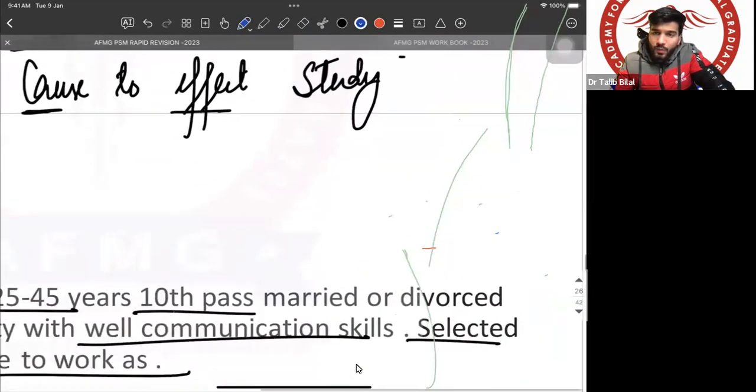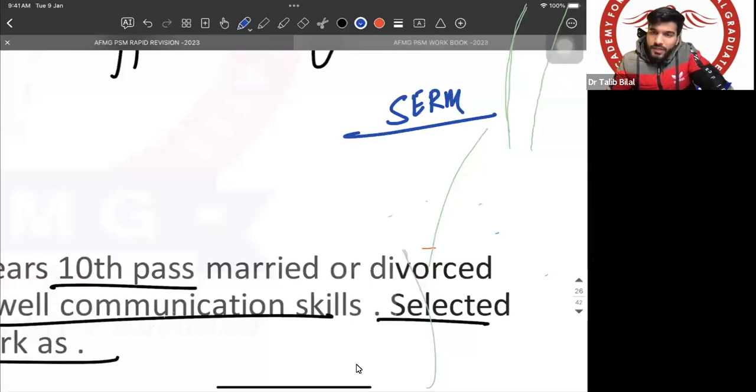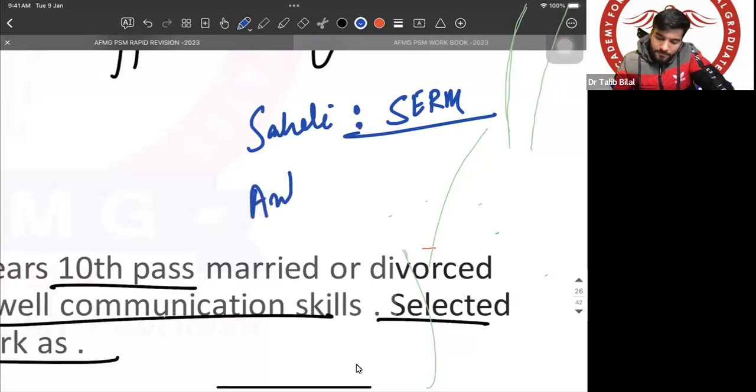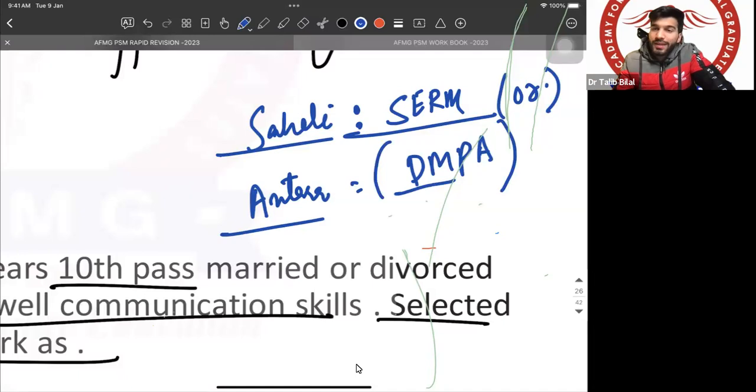In Saheli, what is the drug that is used? It is SERM, selective estrogen receptor modulator. Which drug? Ormeloxifene. And in Antara, what is the drug? Depot medroxyprogesterone acetate. Guys, they will give the picture and ask what is the drug inside. Okay, SERM, ormeloxifene for Saheli, and DMPA, depot medroxyprogesterone acetate, for Antara contraception.